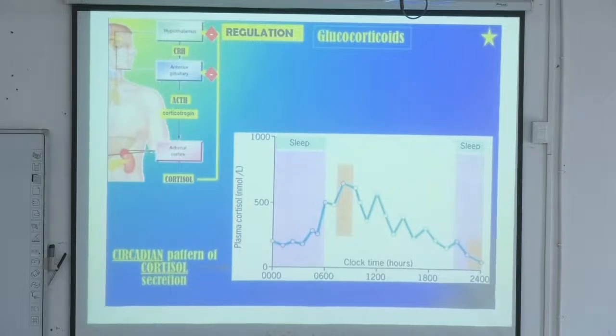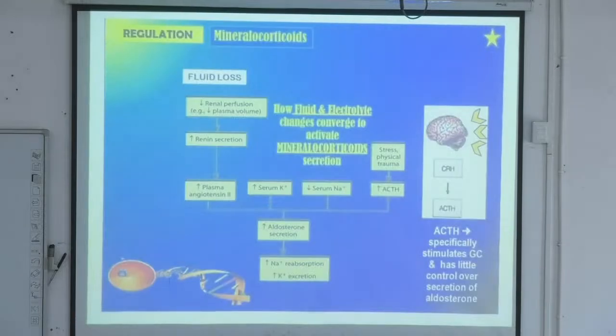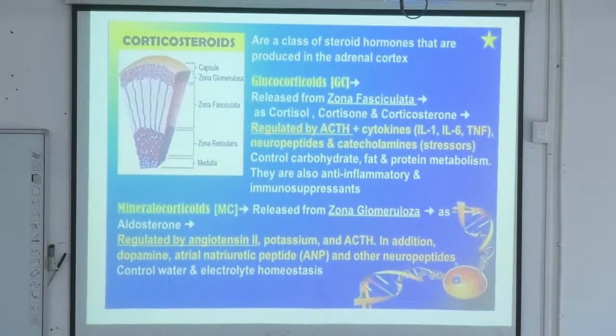ঠিক আছে? And this is occurring because of this feedback mechanism. When cortisol is high, feedback inhibition becomes more, and it comes down. As it has come down, there is no feedback inhibition, so it is again rising. In this way, this continues. Auto-regulatory. So this is about glucocorticoids. It is mainly regulated by ACTH.